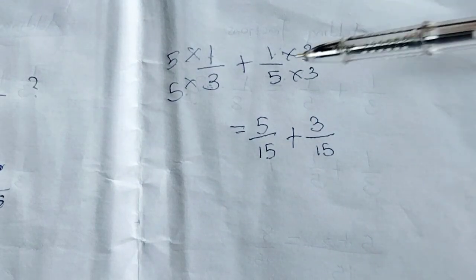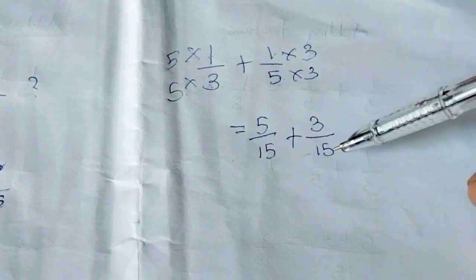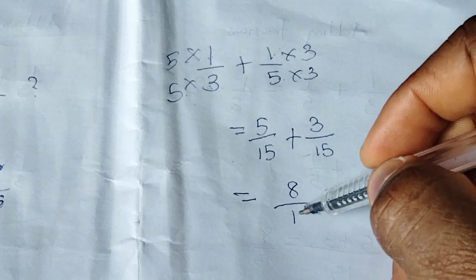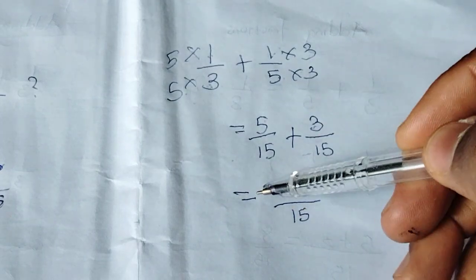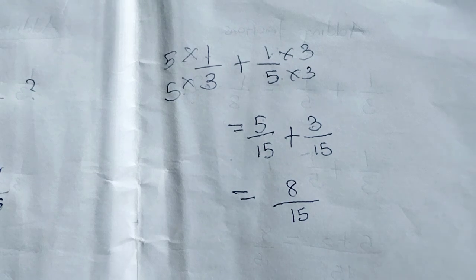Earlier on I said that when the denominators are the same, we can add the numerators, right? And pick one of these denominators. So my answer will be 8 all over 15. Because 5 plus 3 is 8. And 15, picked only once, is 15. I hope you understood that.